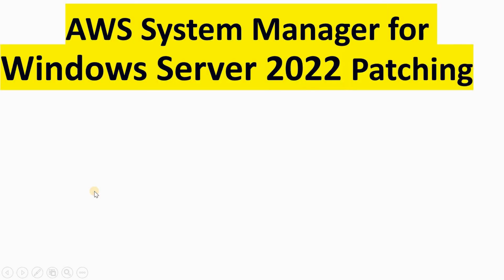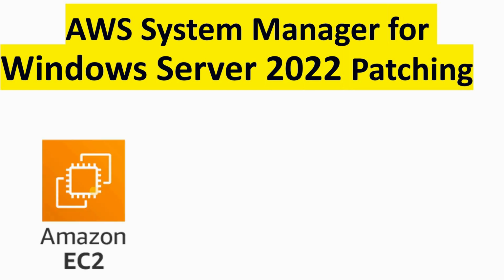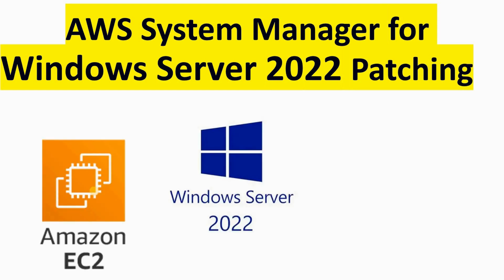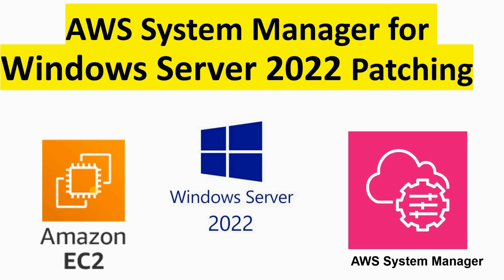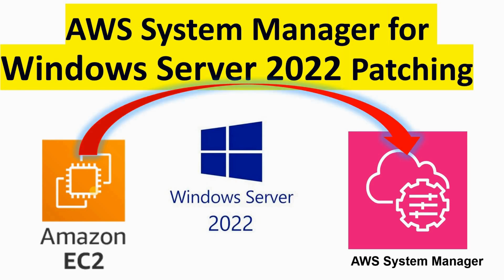Hi, in this video I will show you how to use AWS System Manager for Windows Server 2022 patching. Here we will see how we need to enable the Amazon EC2 instance with OS version Windows Server 2022, which can report to the AWS System Manager. And on the AWS System Manager we will see what configuration we need to maintain in the System Manager features, so that this Windows Server automatically reports to the AWS System Manager and gets patched.